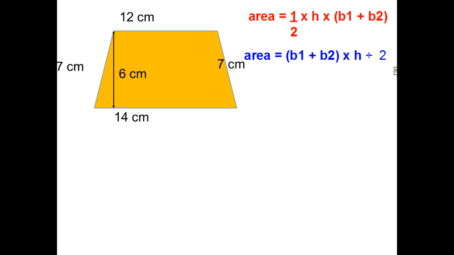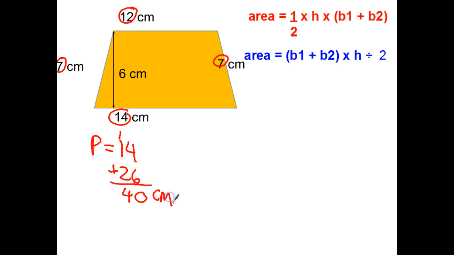It's another one for you to try out. Perimeter, just add up all the sides. 7 and 7 and 7 is 14. 14 and 12 is 26. When I add them together, I want to get 40 centimeters.